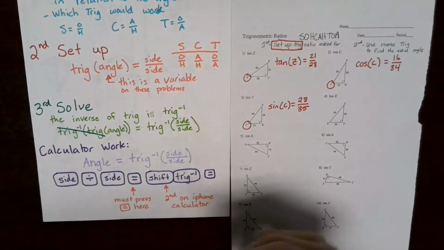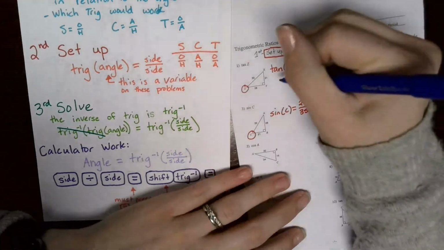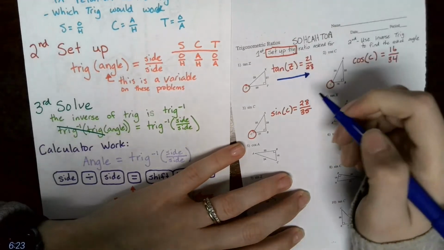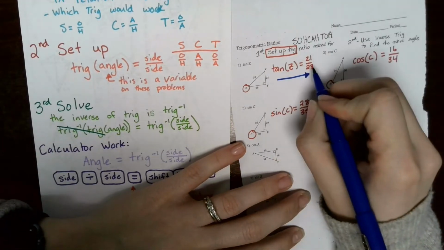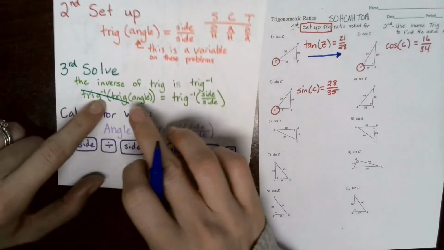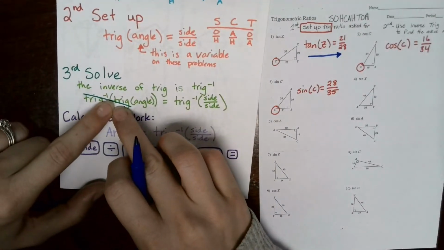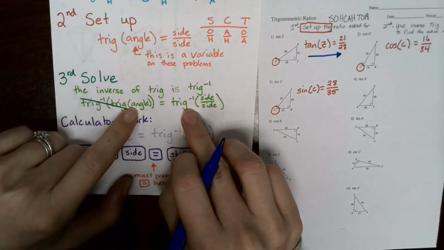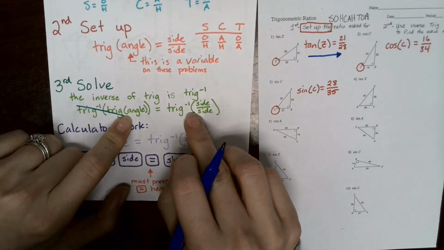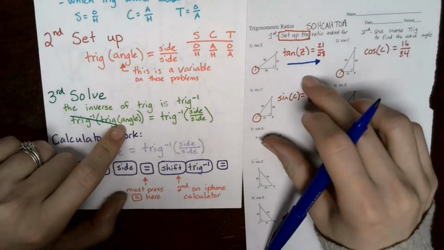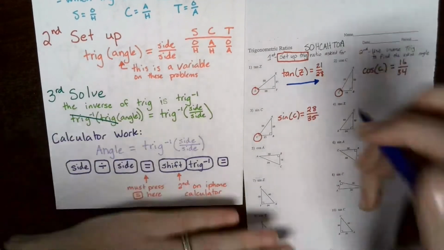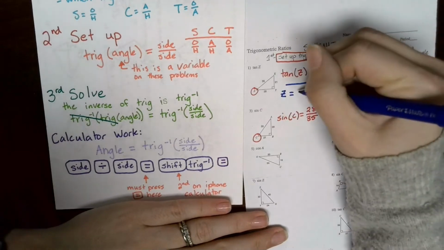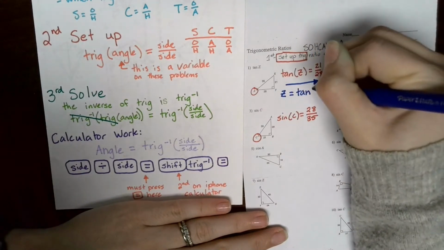Okay, and here's how I like to show it. I draw it as an arrow, signifying I'm moving the tangent from this side to this side. And here's what's actually happening. I'm taking my trig and I'm multiplying both sides by the inverse trig. What's going to happen is it's going to cancel out on this side and it's going to move to the other side, which is what I'm signifying by this arrow here. And what happens is I'm left with z by itself over here, and then I have inverse tangent over here.